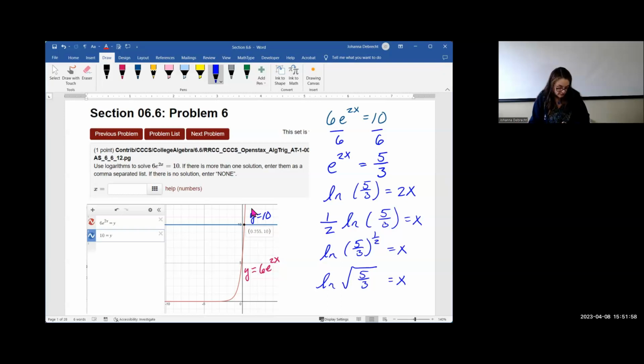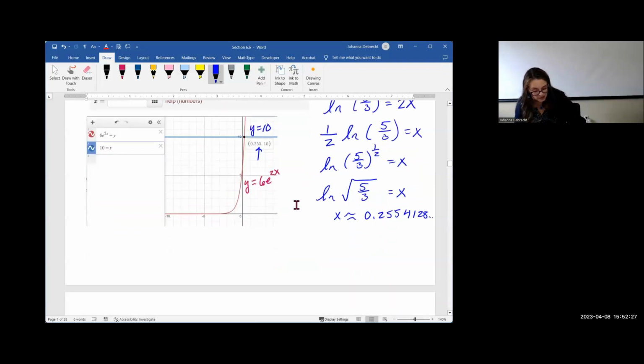So I'm going to do 0.5 times the natural log, parentheses, 5 divided by 3, close parentheses, and I got about 0.55412811, which is exactly what we see right here, right? So x is approximately 0.2554128... right? Keeps going.